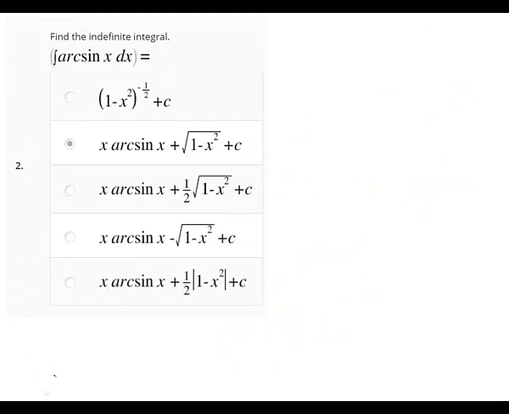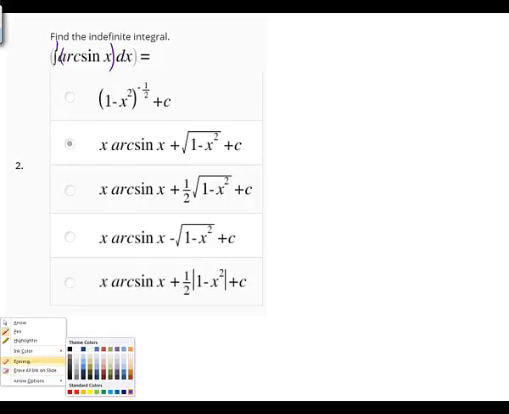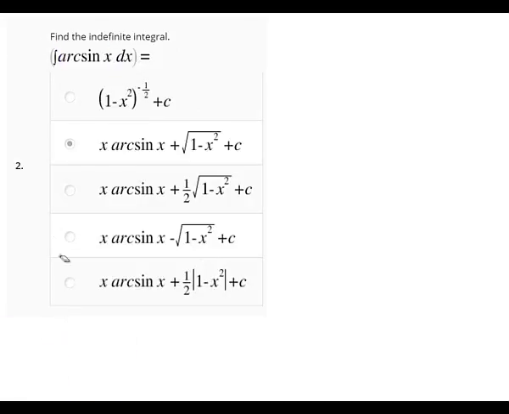All right, let's look at this one. This one is another integration by parts, even though it doesn't look like it. Whenever you have an inverse trig, you can think of it as arc sine x times a 1 in front, or just times the dx, because you can integrate the dx part.